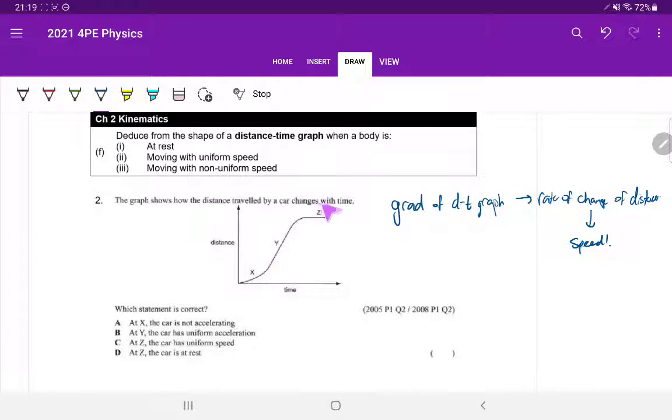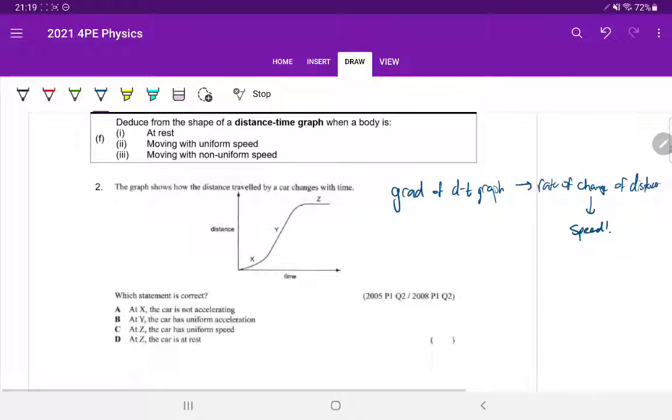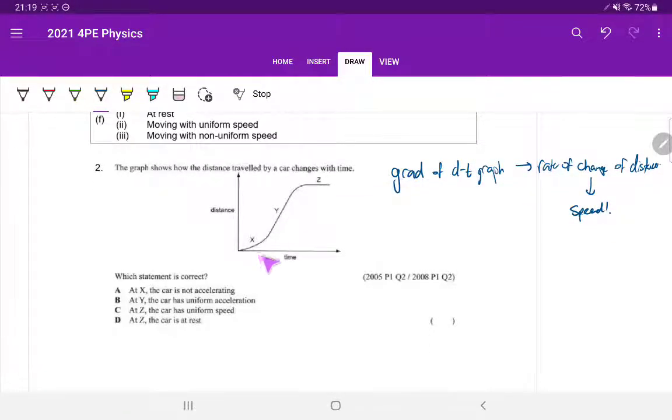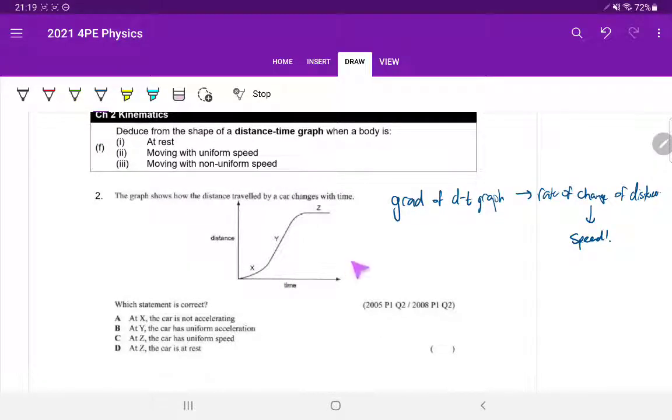So now that you know the gradient represents speed, how do you know at which position is what? Okay, so we have a couple of things we need to do here. So when is it at rest? You basically just ask yourself, when is the gradient 0? Okay, so here the gradient is 0. That means that there is no speed because the gradient represents the speed, right? So when it's horizontal, basically, gradient equals 0.